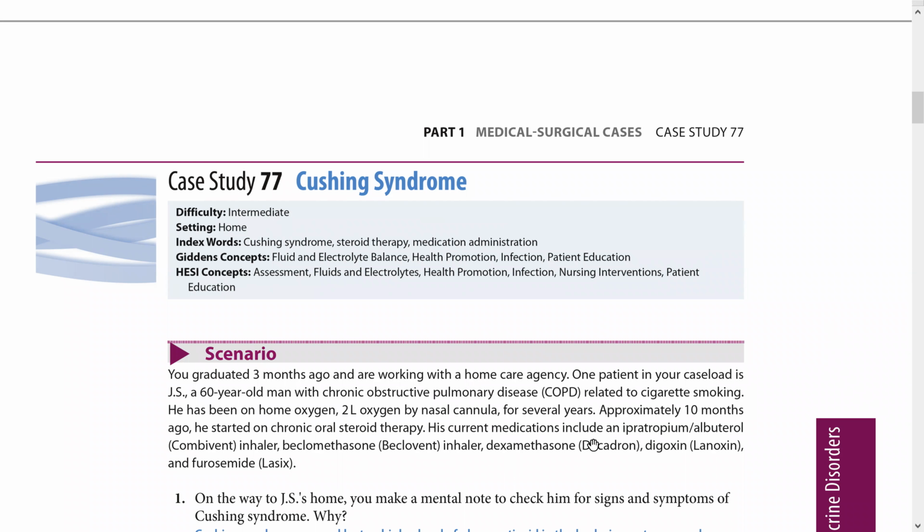His current medications include ipratropium and albuterol, or Combivent, which is a combination; beclomethasone, which is Beclovent, an inhaler; dexamethasone, Decadron, which is a steroid; digoxin, and Lasix. So that's a cardiac glycoside, and then you have a diuretic. On the way to his house, you make a mental note to check him for signs and symptoms of Cushing's syndrome. Why are we checking for that?